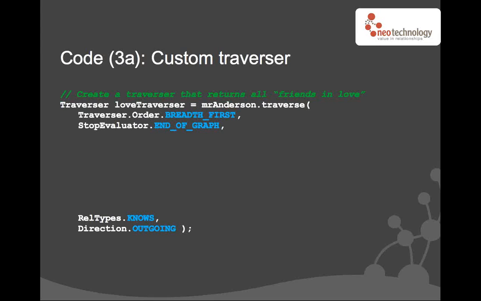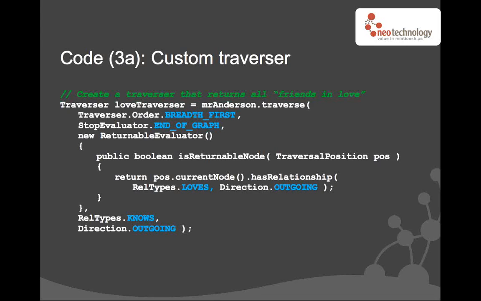But the interesting thing is, what should our returnable evaluator be? If you recall, in the previous example, the returnable evaluator was all but start node to return everyone except for Mr. Anderson himself. In this case, we actually want something slightly more complex. And here you can see that these evaluators are actually interfaces that you can pass in anonymous or known implementations of. And here is sort of where Java as a language probably does not shine as much as some of the newer languages, because if you set aside some of the syntactic cruft in here, this is really just a one-liner.